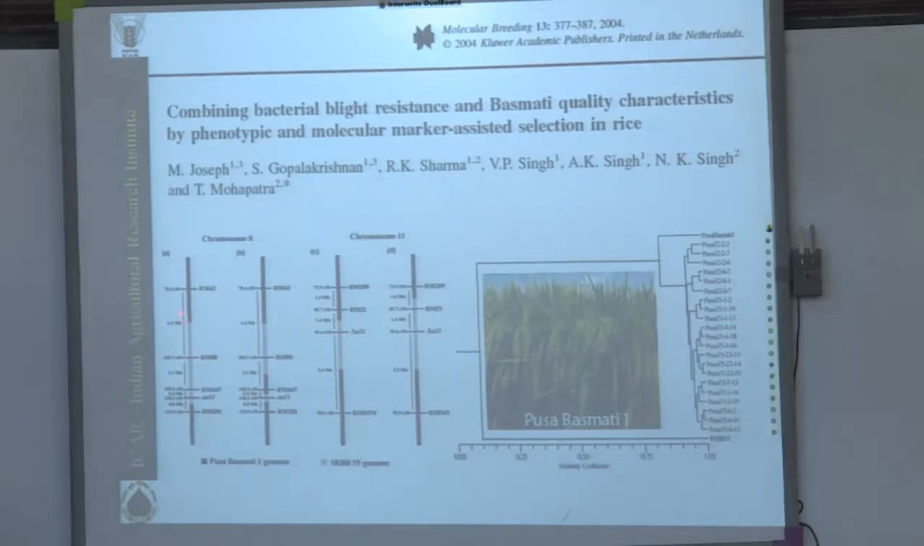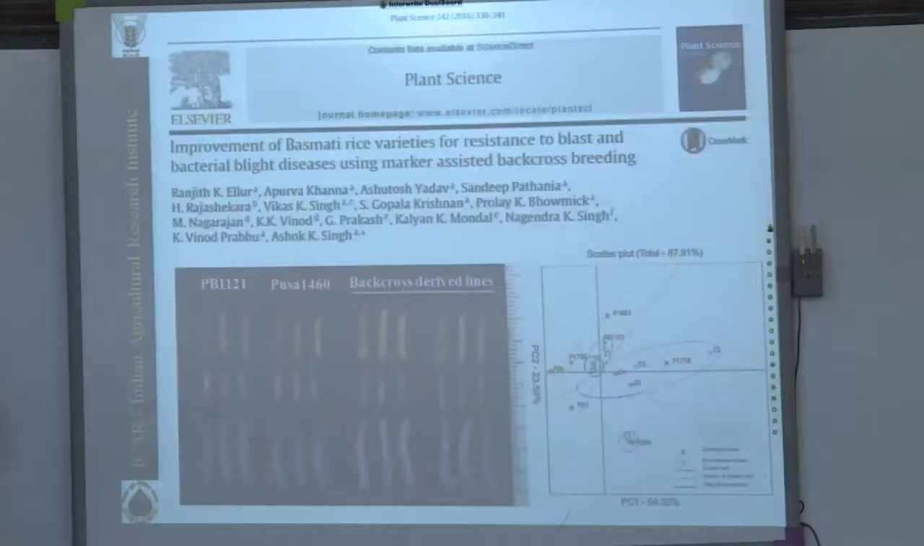It's very obvious that the donor segment present in this plant is much larger, and this one has the gene of interest plus a small segment of donor, and such plants should be selected. So that's where this molecular analysis would help you in identifying the plants with maximum recovery of recurrent parent genome. Subsequently, we incorporated genes XA13 and XA21 in Pusa Basmati 1121, and here we used improved Pusa Basmati 1, which we also call 1460, as donor.